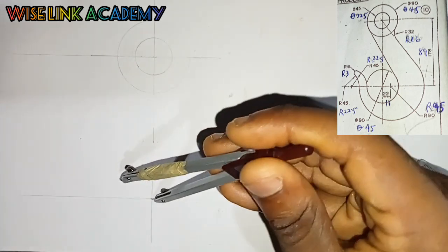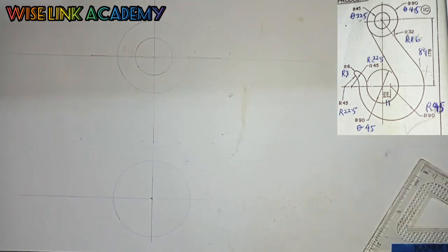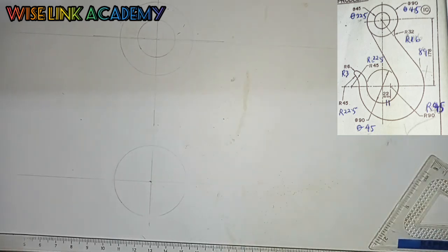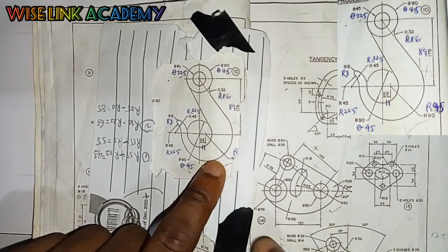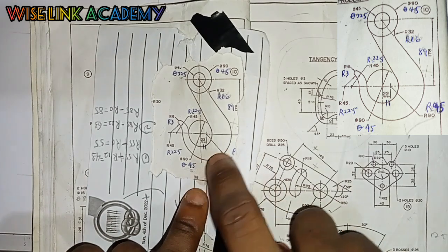So I'll place on this center point. I'll draw a circle. Can you see that? This is my circle. The next thing is what? To reproduce the other big circle. That is, this is another circle here.